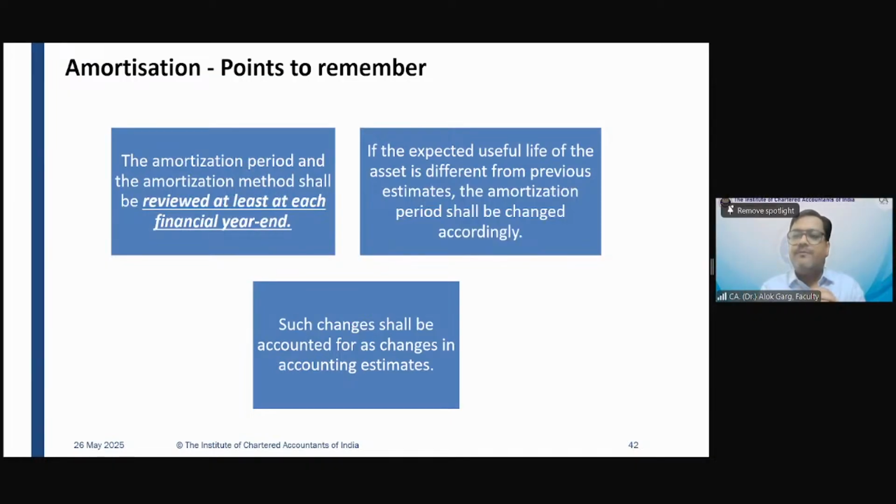Number two, the methods of amortization: SLM, WDV, unit of production method. Amortization starts when the asset is available for use and ends when the asset is derecognized or classified as held for sale. At the end of every year, you need to review the amortization period, meaning useful life, and the amortization method. Whenever there is a change, it is considered a change in accounting estimate.